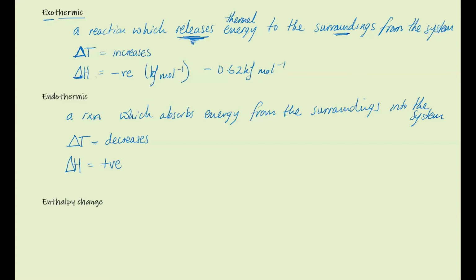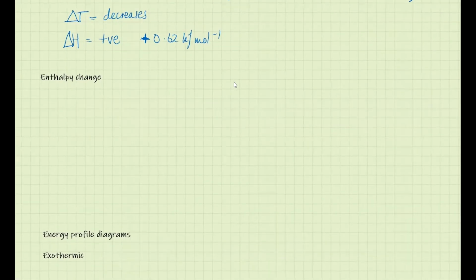And again, that's kilojoules per mole. Always need to be putting signs in. So I could have plus 0.62 kilojoules per mole. So again, quite important here that we include signs always, always, always when it comes to thermodynamic calculations. Really, really important. The next definition we're going to look at is the enthalpy change.